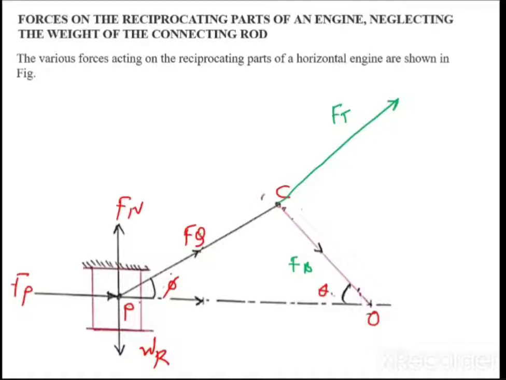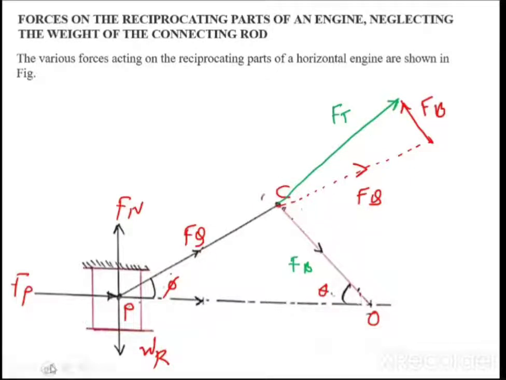Okay, so now let us say if I produce this line, it goes like this, right? So this is nothing but the FQ. This is the extension of the force FQ, and then what is this? This is nothing but the FB, right? So this is FQ, this is FT. If this is FB, this is also FB, right?